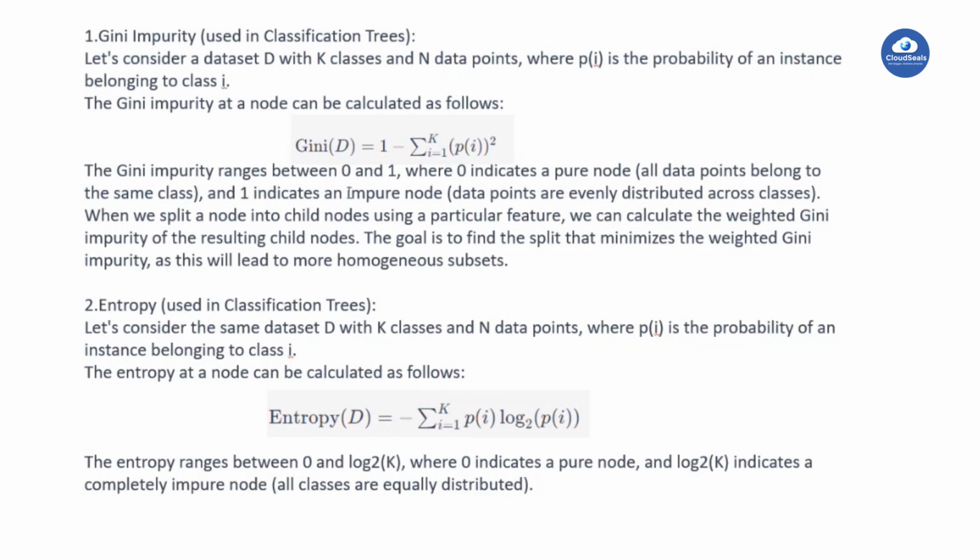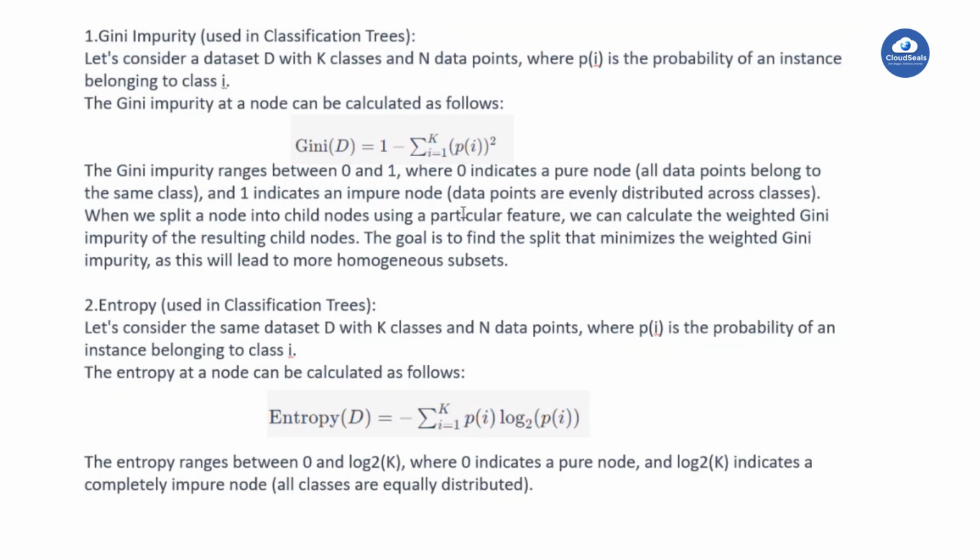So what do we need to check? We need to calculate Gini for each feature. We need to check whether it is a pure node or an impure node. Which node has high purity? Then that node will become the root node.